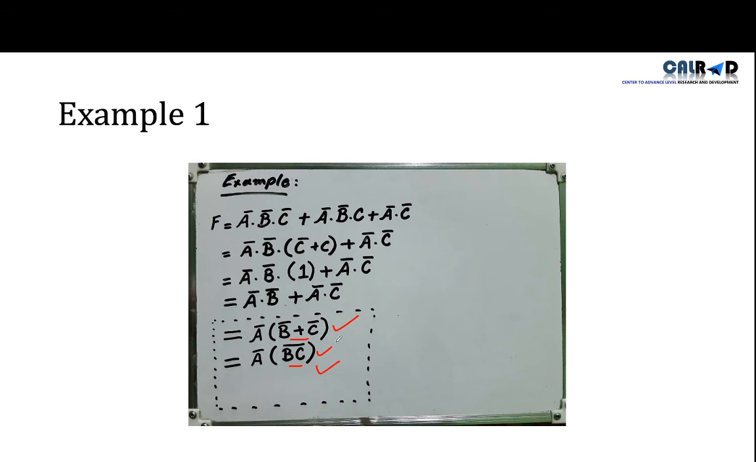Why? Because if you will not do this step, then how I will know that you know all the rules of Boolean algebra? Because if you know all the rules, then you know that B bar plus C bar can be written as BC bar.